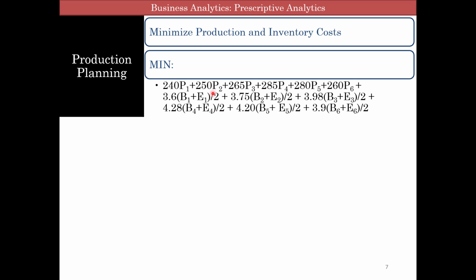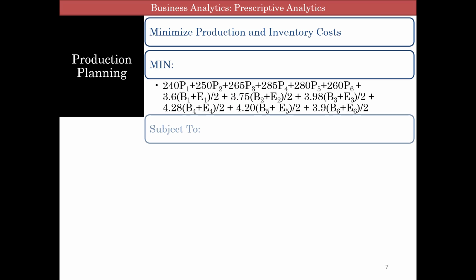Similarly, 3.75, the same formula, right? And so you're going to calculate your inventory costs here. Now, this has to be expanded because you've got 1.8 B1, and then you'll have 1.8 E1, and so on. Okay, you've got to expand it.